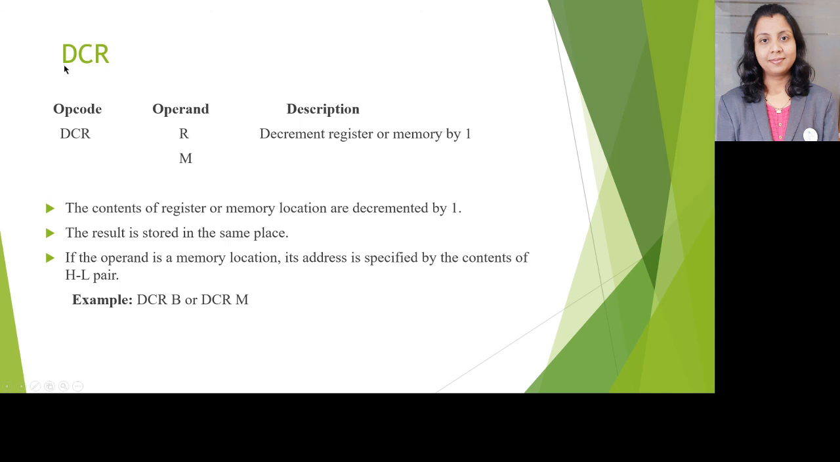Similarly, as INR, DCR is present. DCR is an instruction which decrements the register or memory by 1. The example is DCR B, that is B register is decremented by 1, and M means contents of HL pair are decremented by 1.